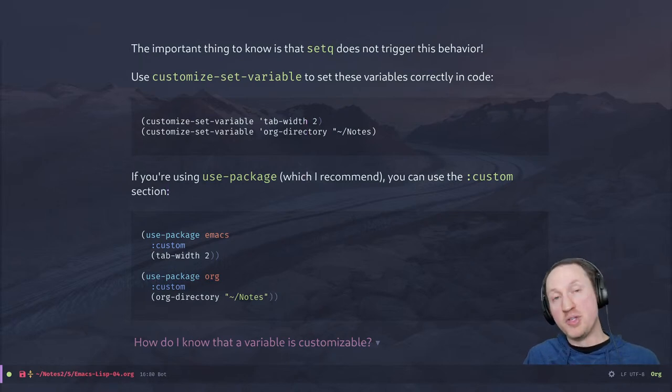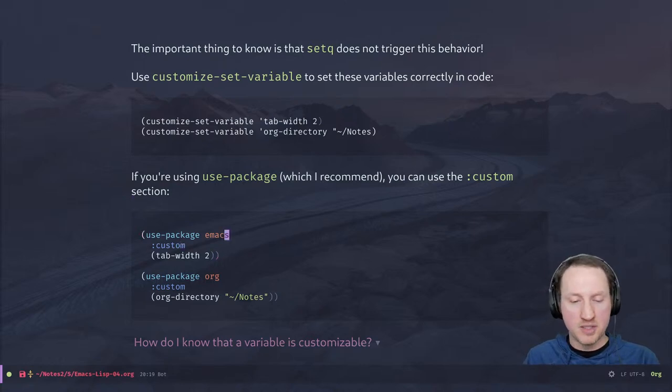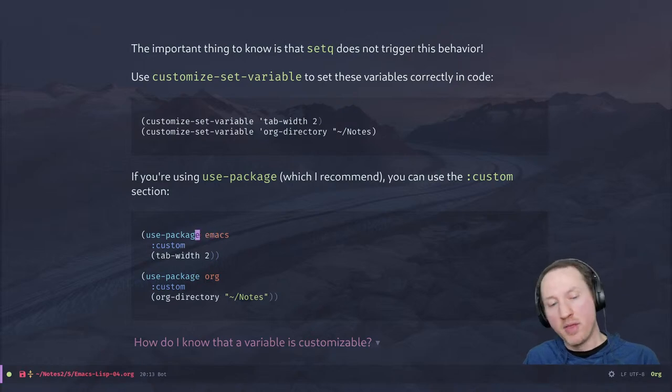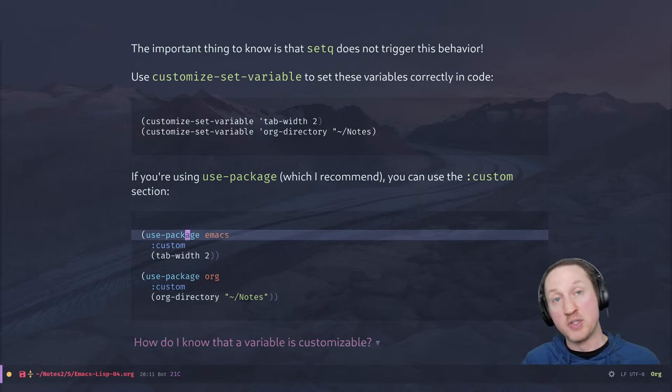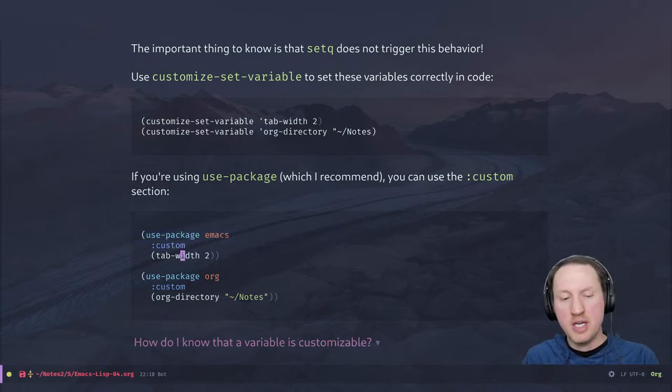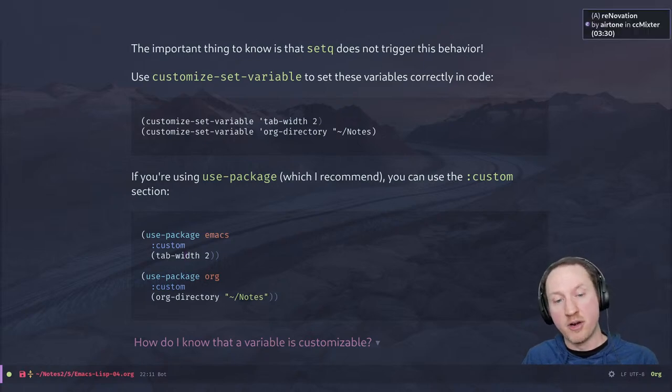Now, if you're using use-package, which I highly recommend, you can easily set the value of custom variables using the custom section that's a part of use-package. So for instance, if I want to set tab width, I can do use-package on the emacs package, which you may not know about, but you can actually use the name emacs as a package and it will load this whenever Emacs starts up. You can set the custom section here to have a binding for tab-width to 2. And this actually will call customize-set-variable to set that value the correct way so that it will have whatever the background behavior is that is necessary for that variable.